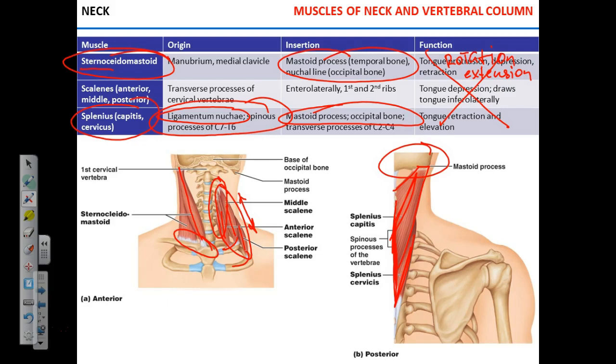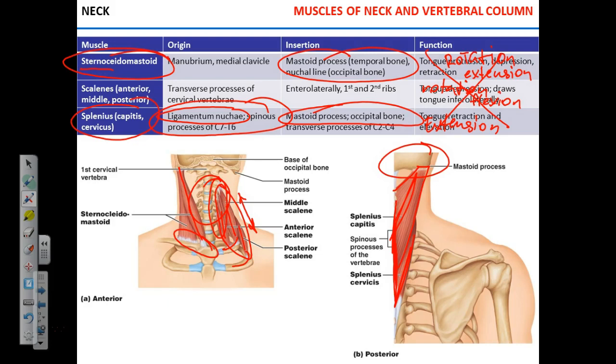The scalenes, are they going forward toward the rib, or are they going back? They're going forward. So they originate at the vertebral column and insert in the first 2 ribs. Okay? Does that make sense? Yes, I was trying to picture it because it looks like they're coming back. So let's say that's going to be extension. That's going to be rotation and flexion. Okay?